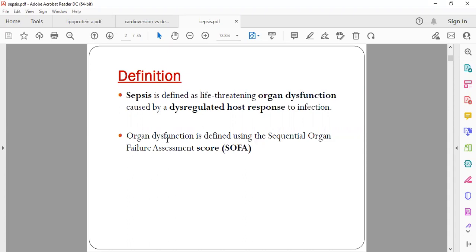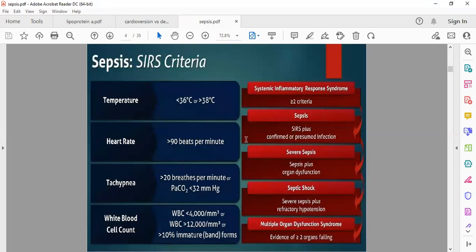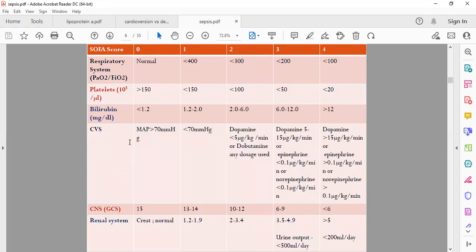So for organ dysfunction, we use a score which is called the SOFA score, which is the Sequential Organ Failure Assessment score. This SOFA score involves 6 components involving each system. That is the respiratory system, platelet counts, which show the hematology, bilirubin, assessing the liver functions, the cardiovascular system, which is measured by using MAP or requirement of inotropes, the central nervous system, which is assessed by GCS, and the renal system, which is assessed by creatinine and urine output. So all these parameters we use to assess the SOFA score.